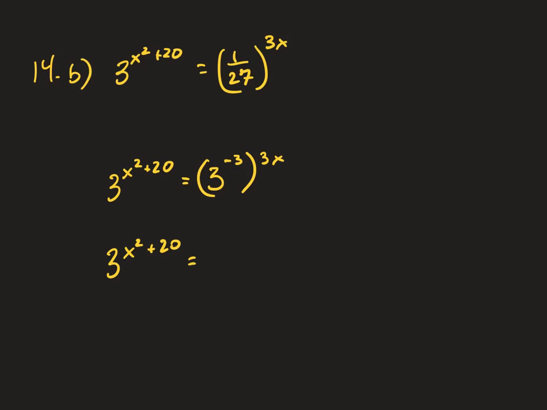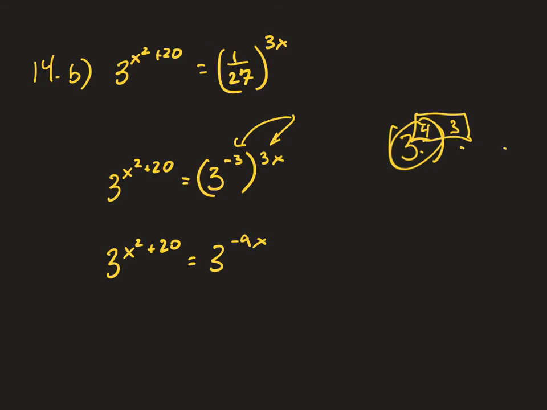Exponent rules. I think I know this one, but just to show you how I do it, let's say this is 3 to the 4, all to the 3. So this is 3 times 3 times 3 times 3, 4 times, and then you have to do that 3 times. So a total of 12 times. It looks like you have to multiply these exponents. The same works here, so it's going to be 3 to the power of negative 9x.